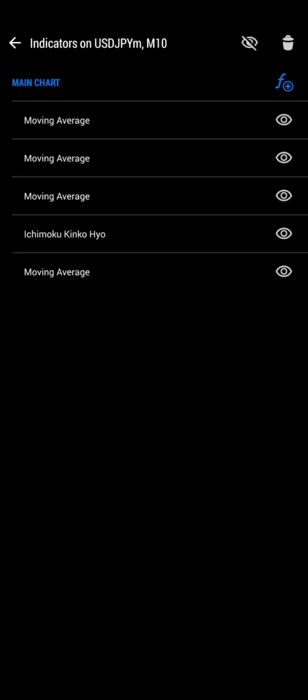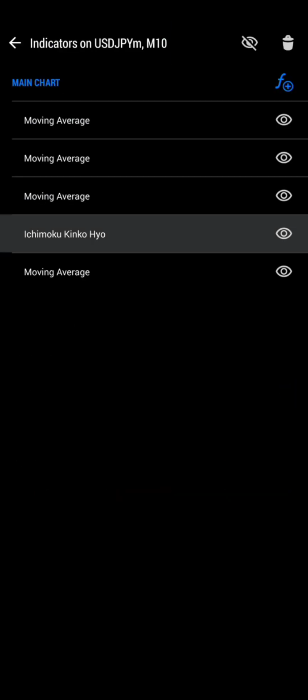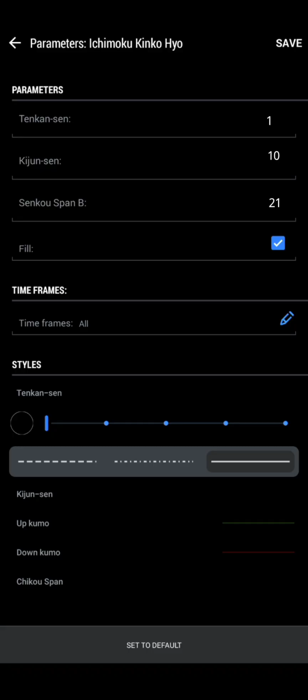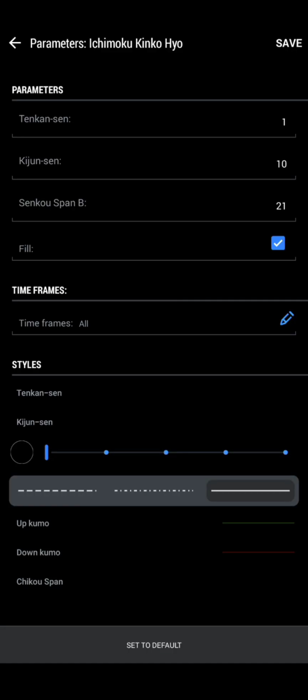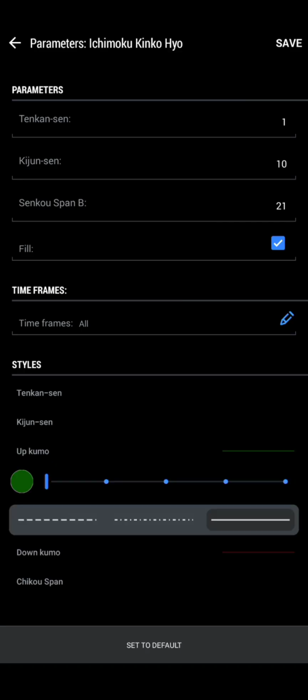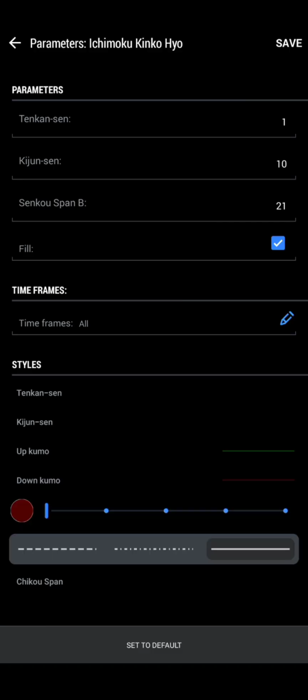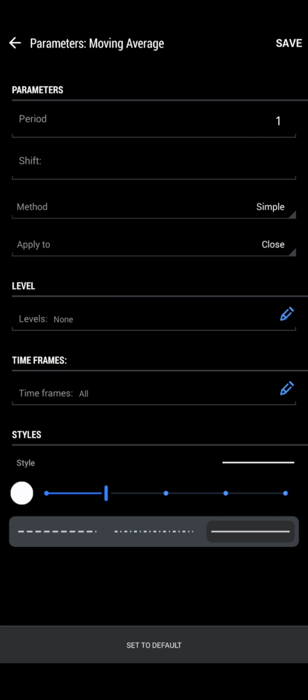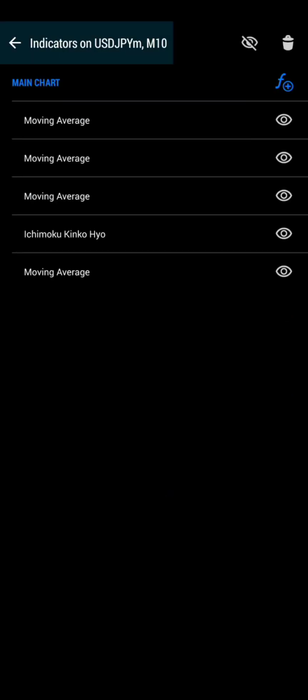Then on the confirmations is the Ichimoku, then 1, 10, and 21, all the same. But in this case, I'm closing out the Tenkan-sen, the Kijun-sen, and the Chikou-span, while leaving the up Kumo and the down Kumo with these colors. So that's that about that. And then the last one is one simple moving average at close. So these are the indicators.